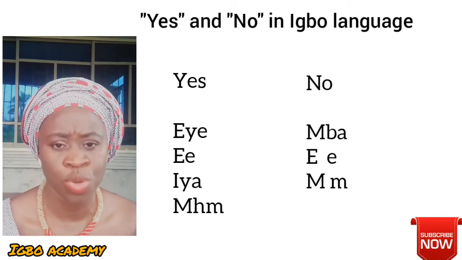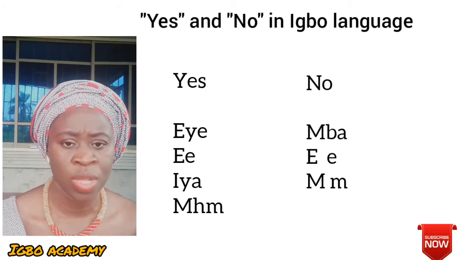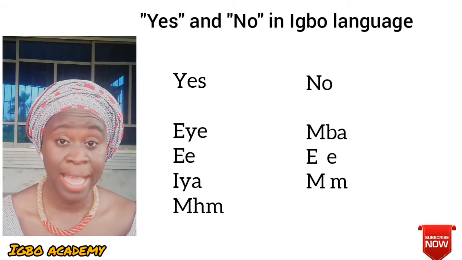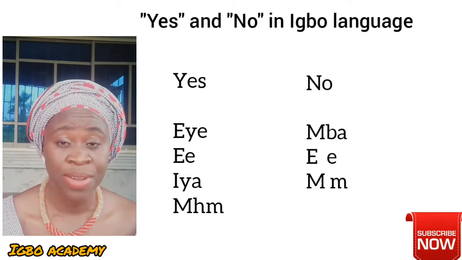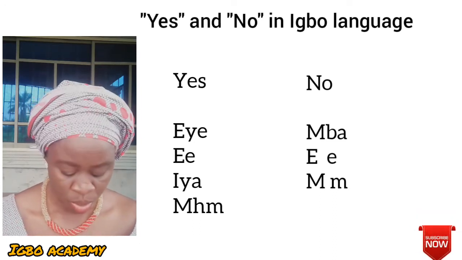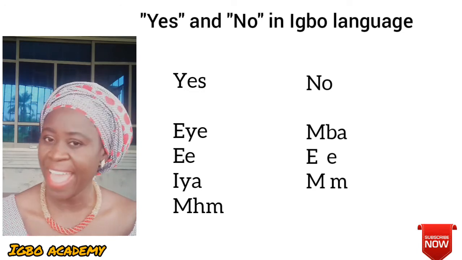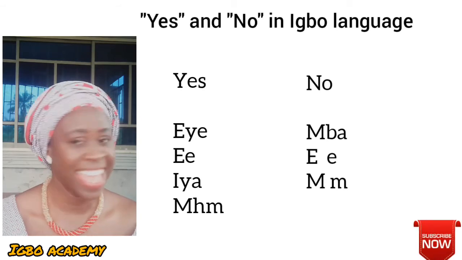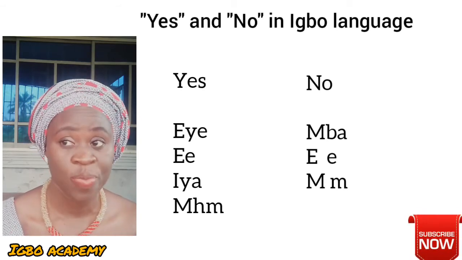Then now we go to no. If you want to say no in the Igbo language, how do you say it? You can say mba. No is mba. When you say mba, it means no. You can say it and you nod your head. Once the person sees, the person knows that you're saying no.